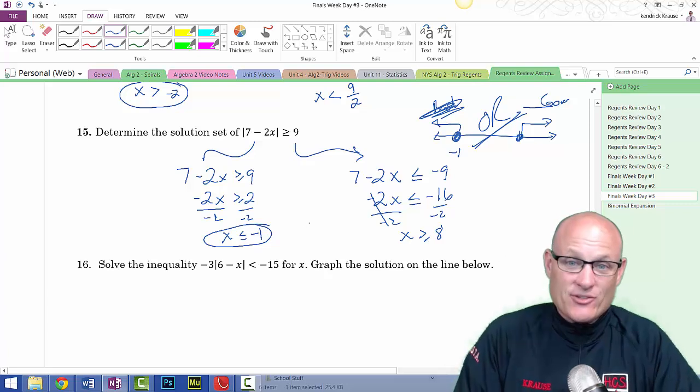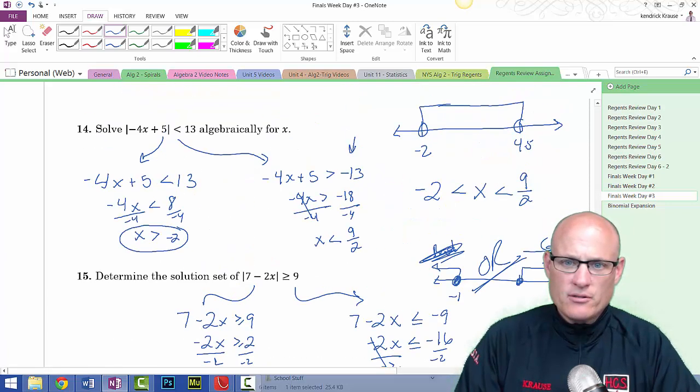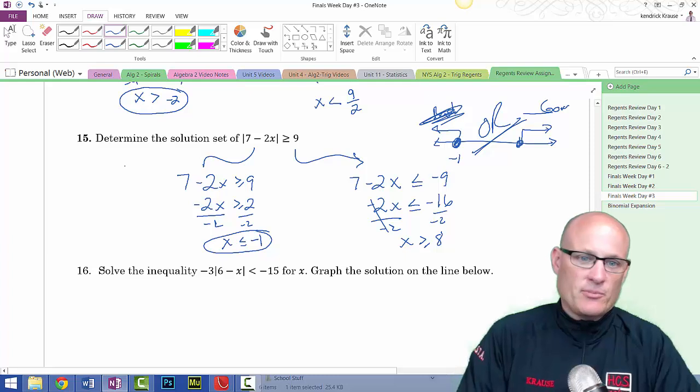But I got to give my answer. Oh, did I give my answer up here? I did. Didn't say how I should give it, so I'm going to give it the way I did. So x is less than or equal to negative 1, or x is greater than or equal to 8.